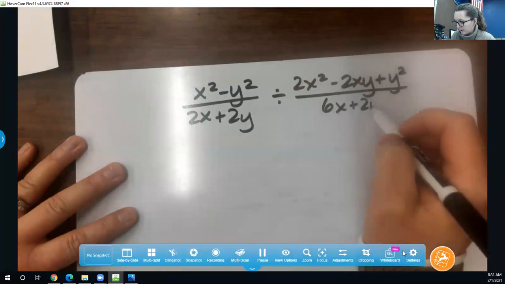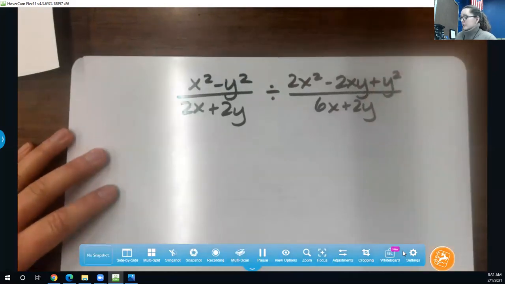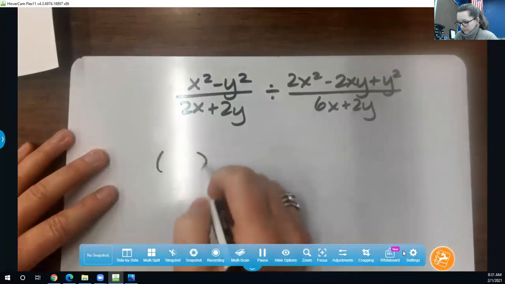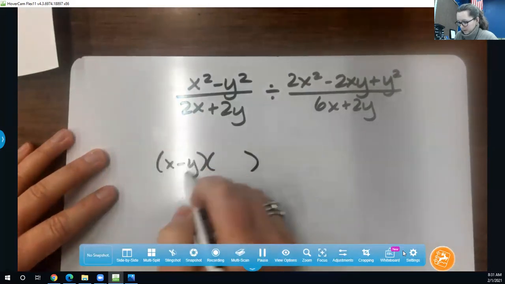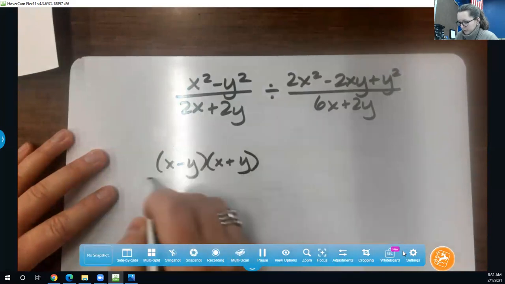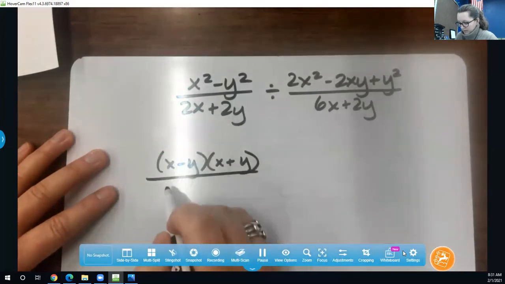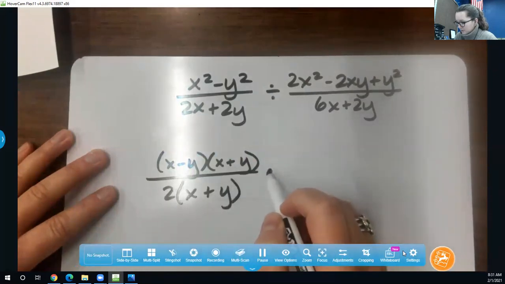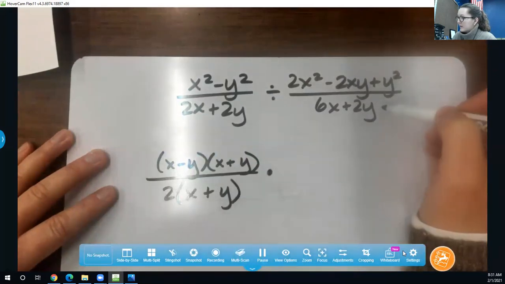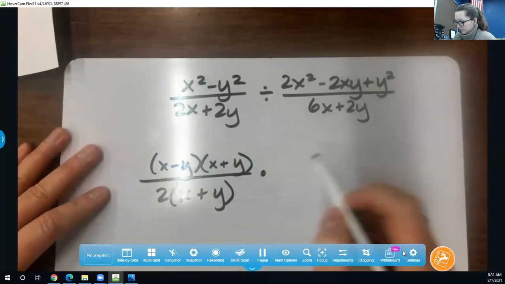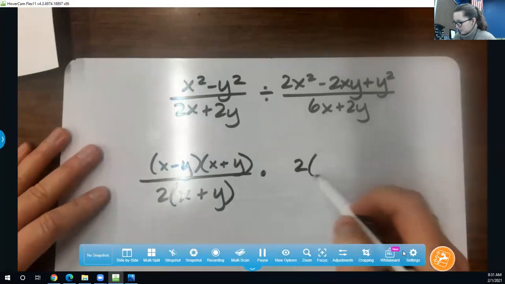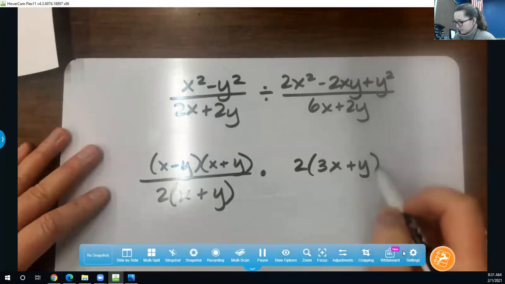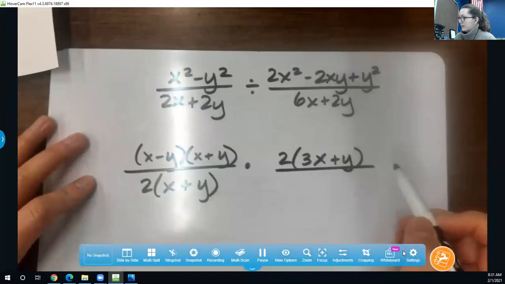6x plus 2y. All right. So I'm going to factor the first one. It's a difference of two squares, so I know it's x minus y, x plus y in the numerator. I can pull out a 2 here, so that's x plus y here. And then I'm going to make sure to multiply. So I'm going to look at the denominator. Can I simplify? You can do this in two steps. You don't have to do this in one step like I am. You can multiply first and then factor.